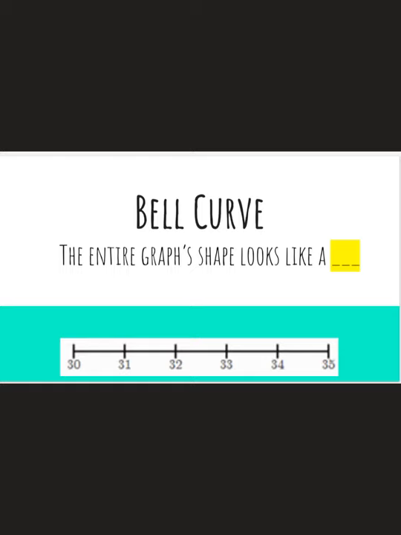All right guys, our first definition is what we call a bell curve. This is when the entire graph is shaped like a bell. So the shape of the graph looks like a bell.